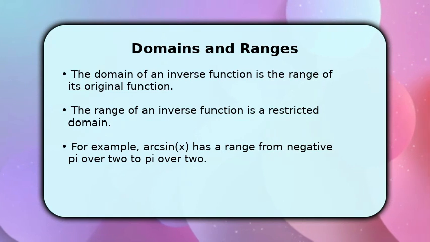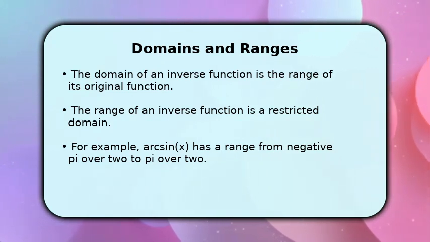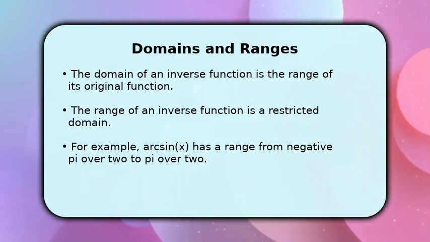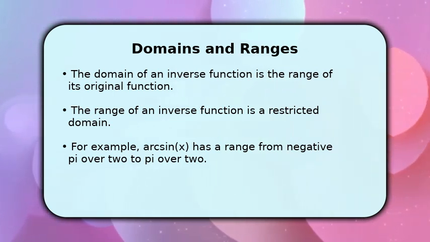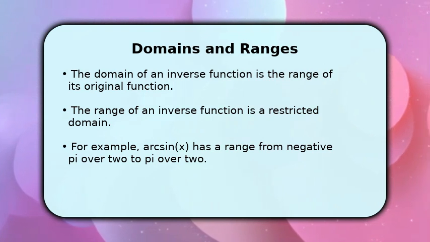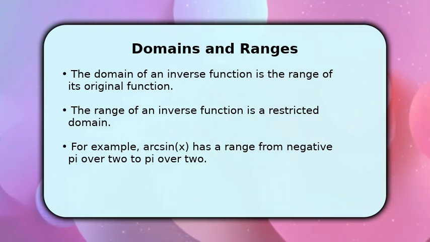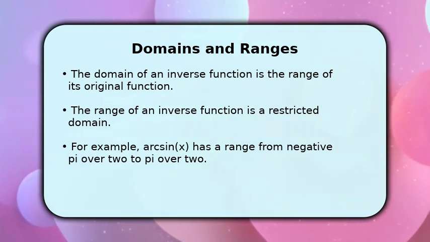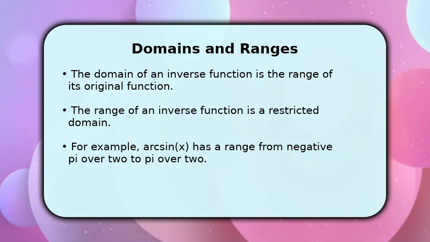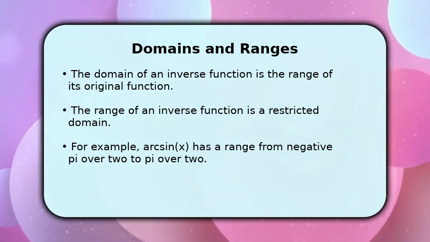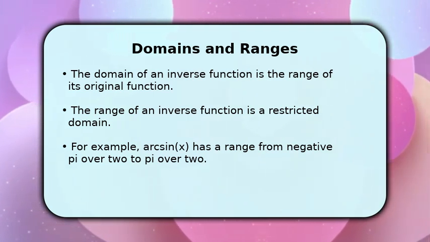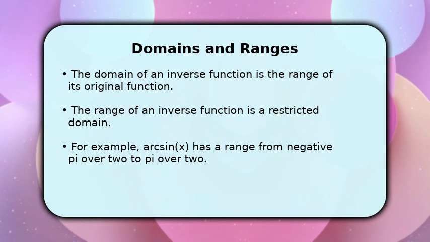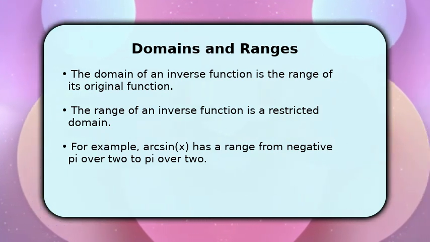Next, understanding the specific domains and ranges for each inverse trigonometric function is absolutely critical. Unlike regular trigonometric functions, inverse functions have restricted domains to ensure they are one-to-one and thus have a unique inverse. For instance, the range of arc sine x is from negative pi over 2 to positive pi over 2. Knowing these restrictions prevents common errors and helps in solving problems accurately.